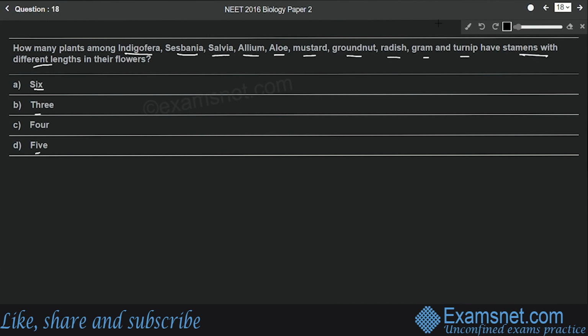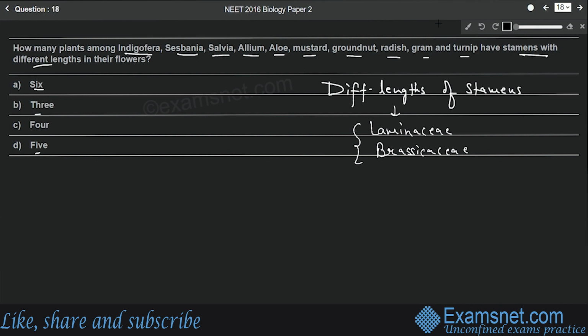Okay, so different lengths of stamens. This characteristic is found in two families. First one is Laminaceae and the second one is Brassicaceae. Now let's see out of the given options which ones belong to these two families.